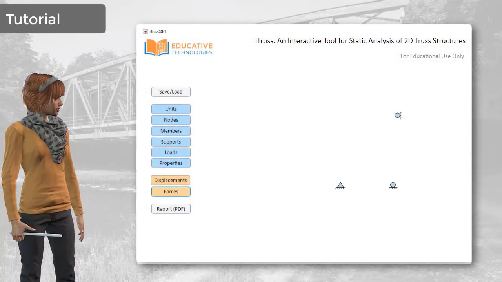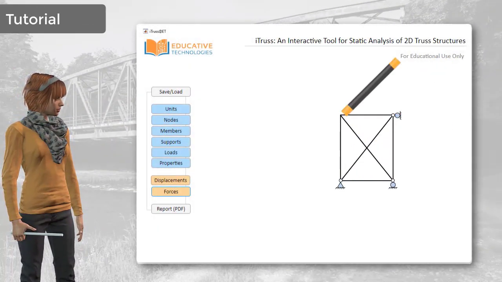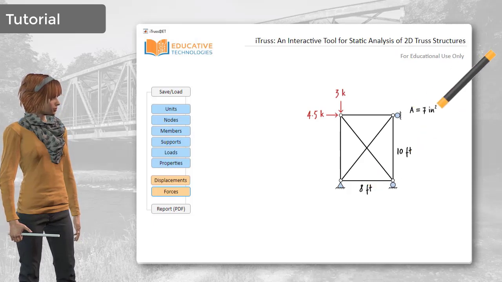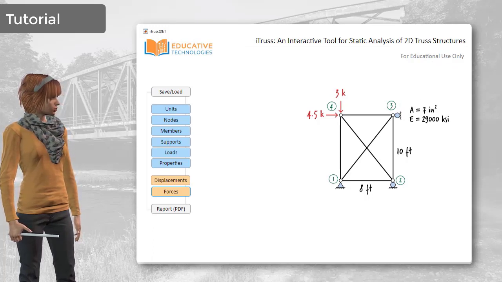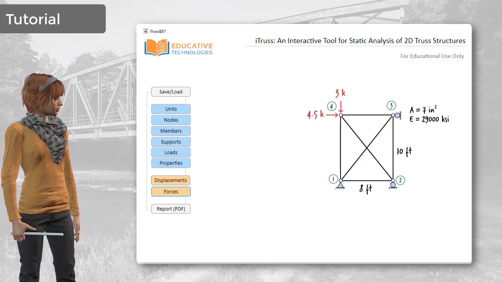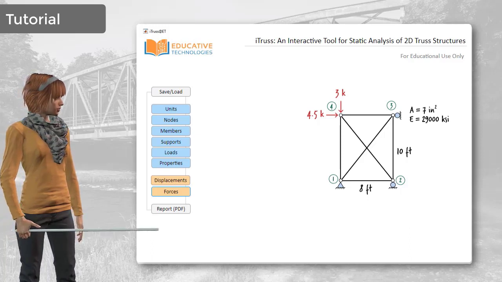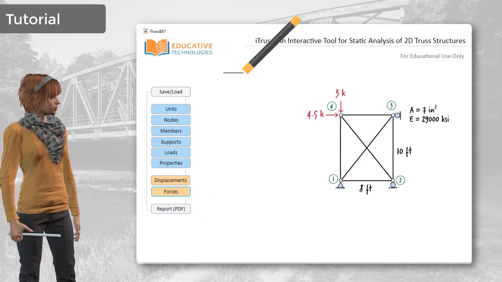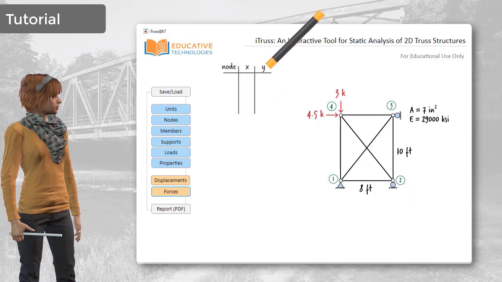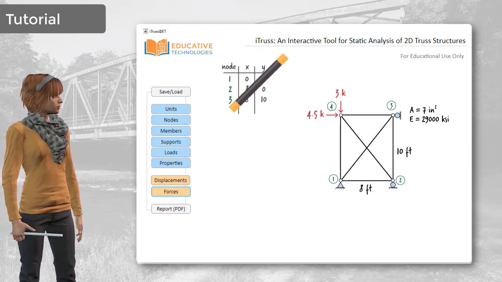Suppose we wish to analyze this statically indeterminate truss. We start by numbering the nodes of the structure. In this particular truss, we have four of them. The location of each node can be specified using a Cartesian coordinate system. If we pick node 1 as the origin of the system, the x and y coordinates of the four truss nodes can be tabulated, as shown here.